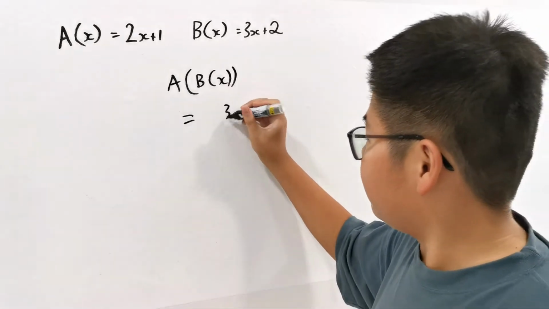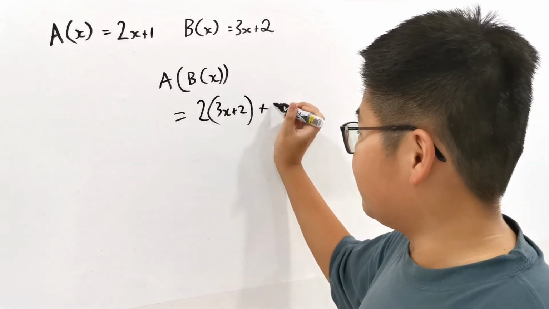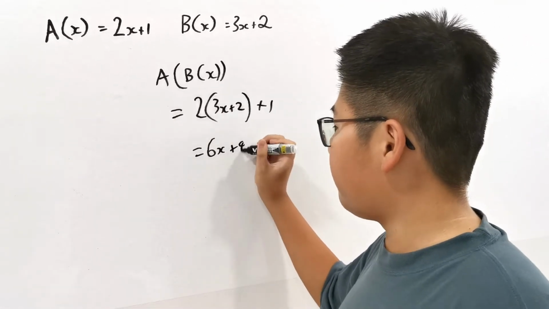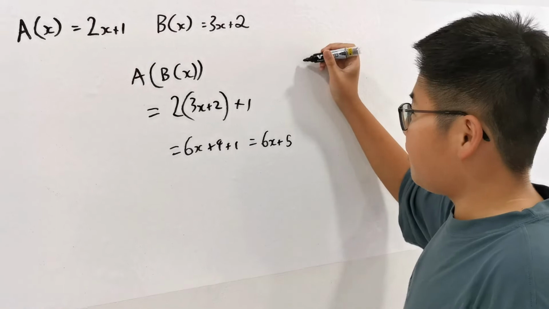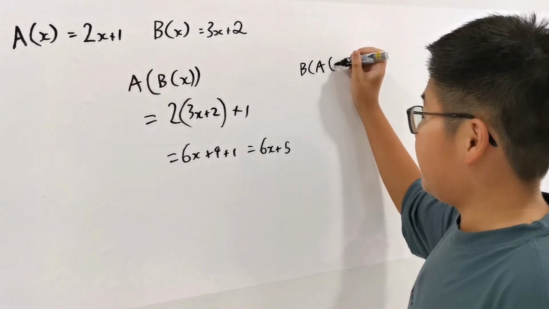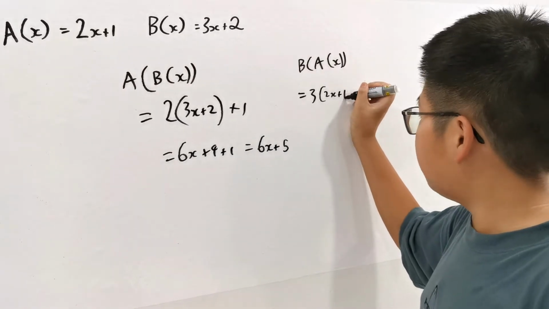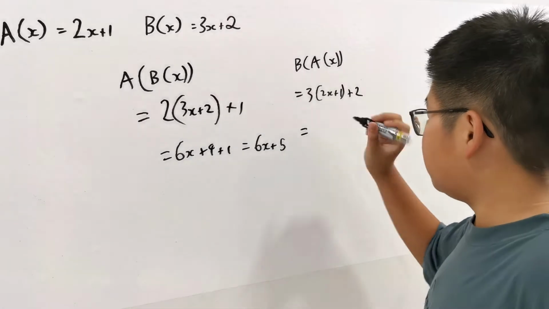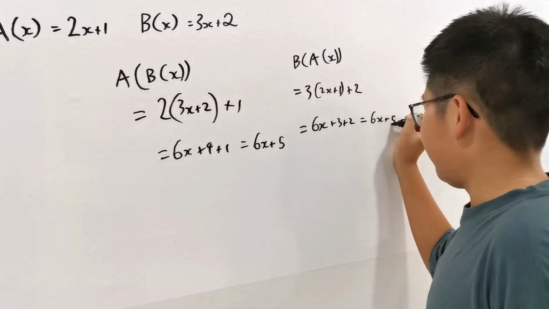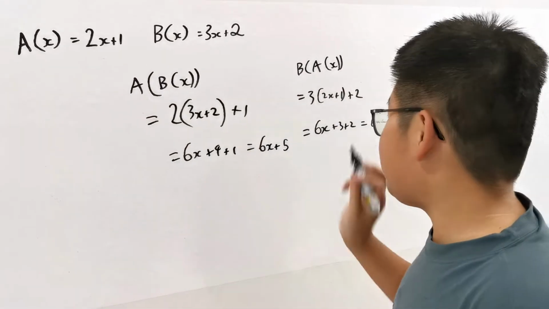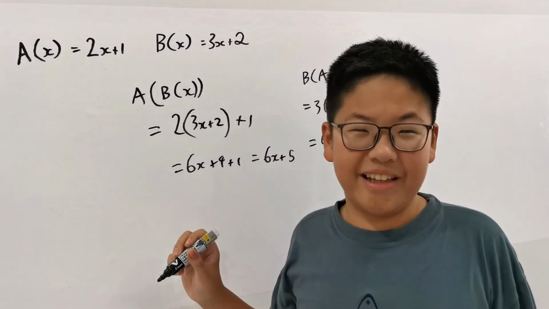This means that you have to start with b(x) and then apply a(x) on this, which becomes this, equals 6x plus 4 plus 1, equals 6x plus 5. Interesting function, right? Now how about b(a(x)) equals 3(2x plus 1) plus 2, equals 6x plus 3 plus 2, equals 6x plus 5. What's happening here? a(b(x)) and b(a(x)) are the exact same thing. So that means we can switch the order of a's and b's however we like.